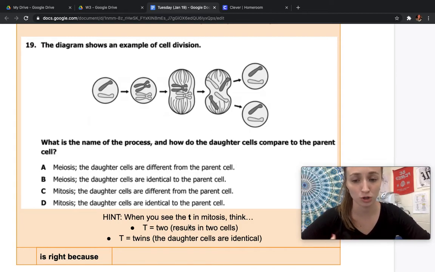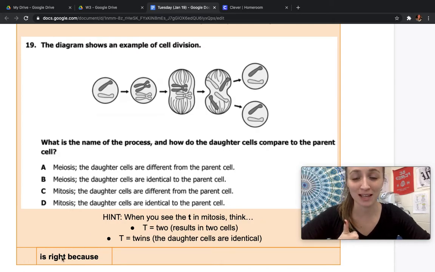So T for two, and also T for twins. So those daughter cells are identical because they are twins. So mitosis, you hear that T, think two twins. So since we have two identical cells, two twins, we know that T tips us off. The answer is going to be mitosis because we have two identical daughter cells. So that answer is going to be D. Always look for that T.